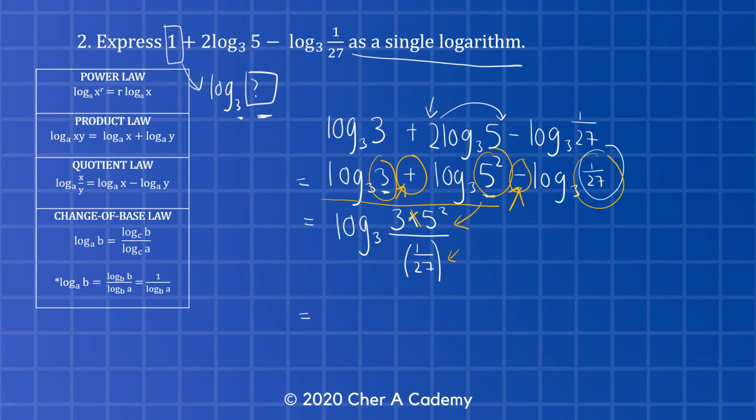Okay, so I have log base 3 of 3 times 5 square, which gives me 75, divided by 1 over 27. So if I key in my calculator 75 divided by 1 over 27, I'll get log base 3 2025.